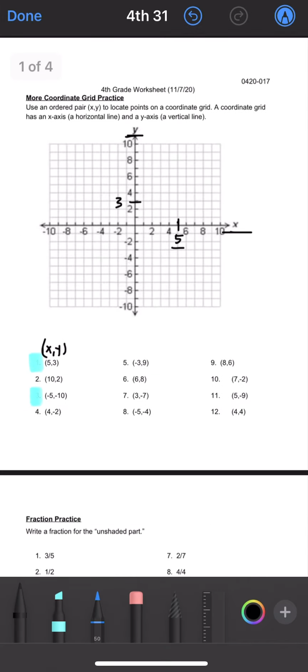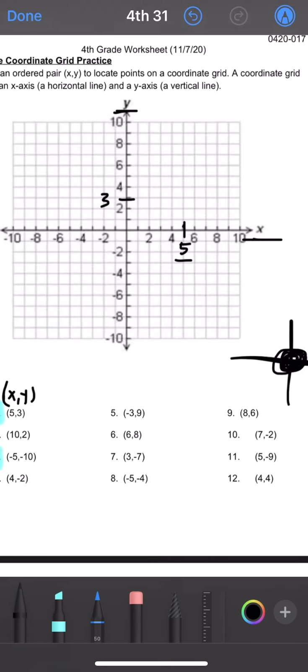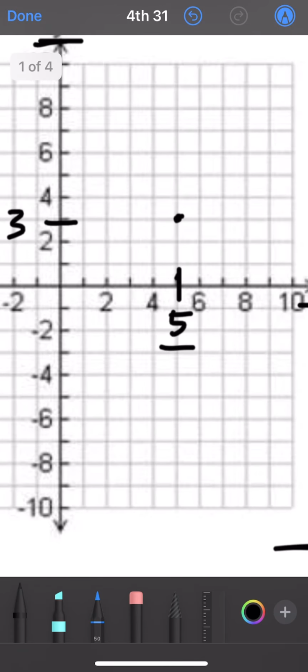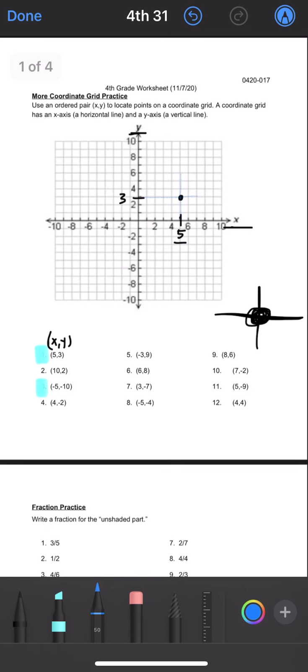And in order to graph this point, we want to put a point where they intersect, which is basically an intersection point is right here where they cross. So we know that they cross right here because this point goes this way and this point goes this way. So that is our point, and we'll be doing number 3, (-5, -10).